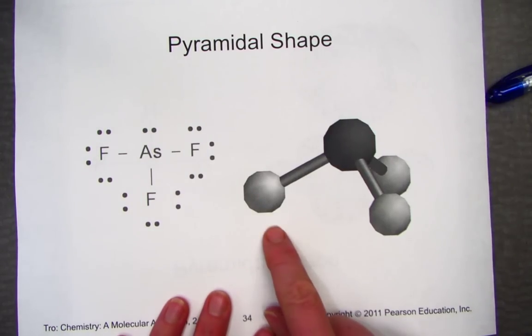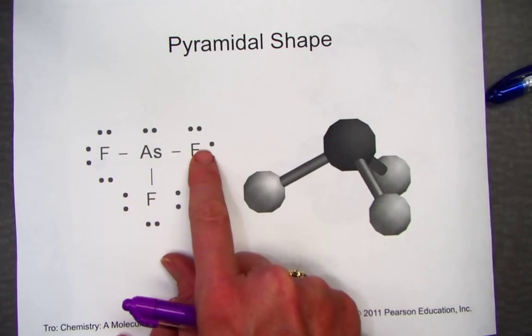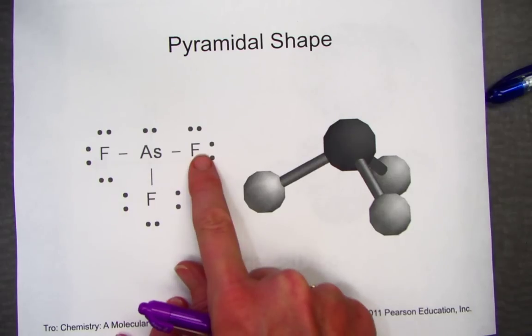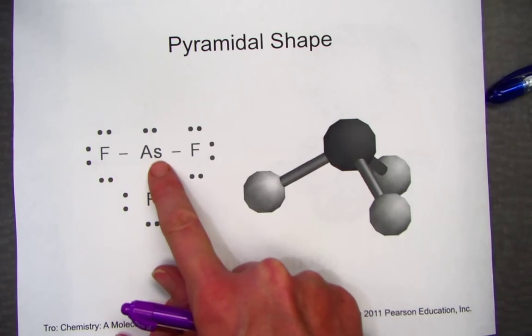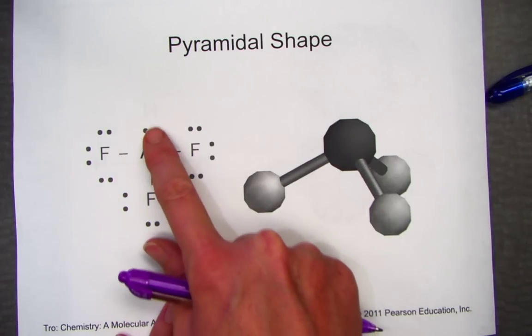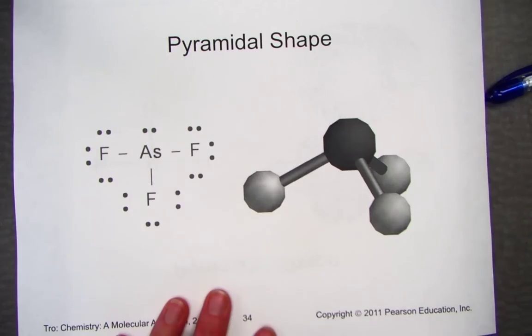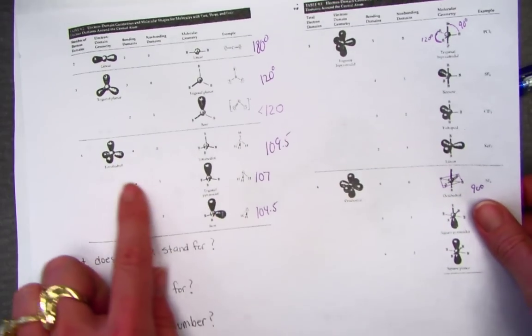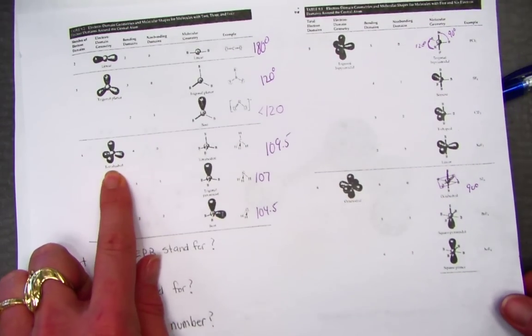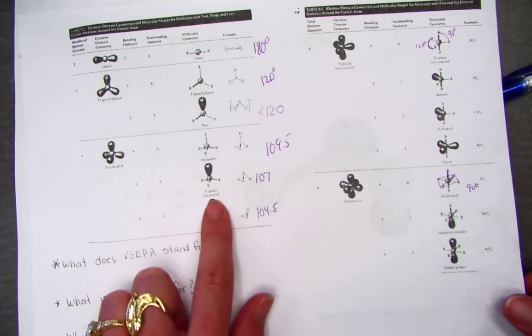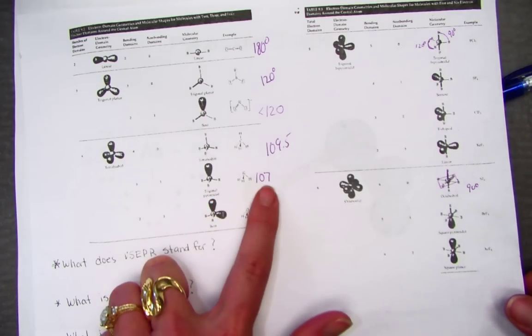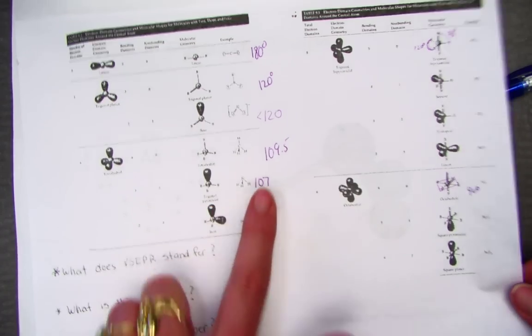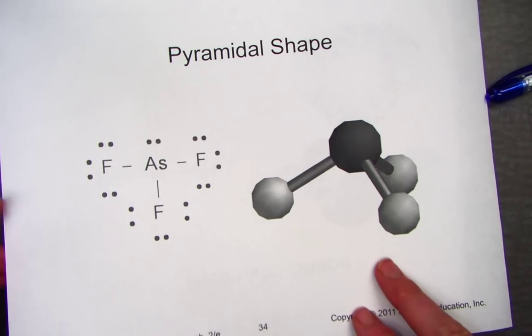Same picture, different example. Arsenic in the center, fluorine around the outside. 3 fluorines attached, but we have 1 lone pair. 4 electron domains, so the electron domain geometry is tetrahedral. But when 3 are bonded, 1 is not, the molecular geometry does not match. Tetrahedron for the electron domain, trigonal pyramidal for the molecular geometry, predicted bond angle about 107, smaller than the predicted 109.5.